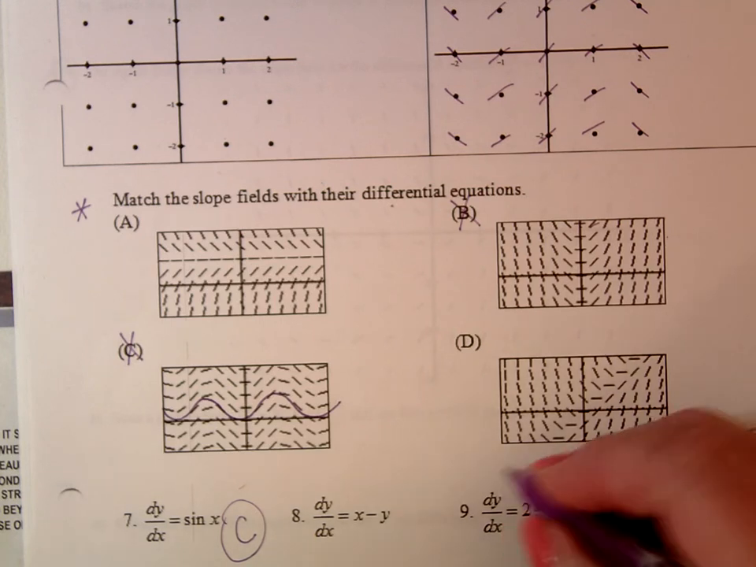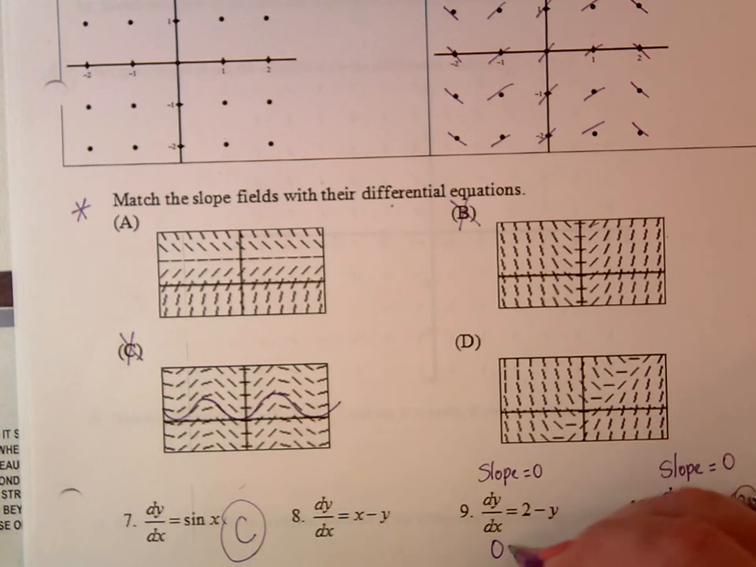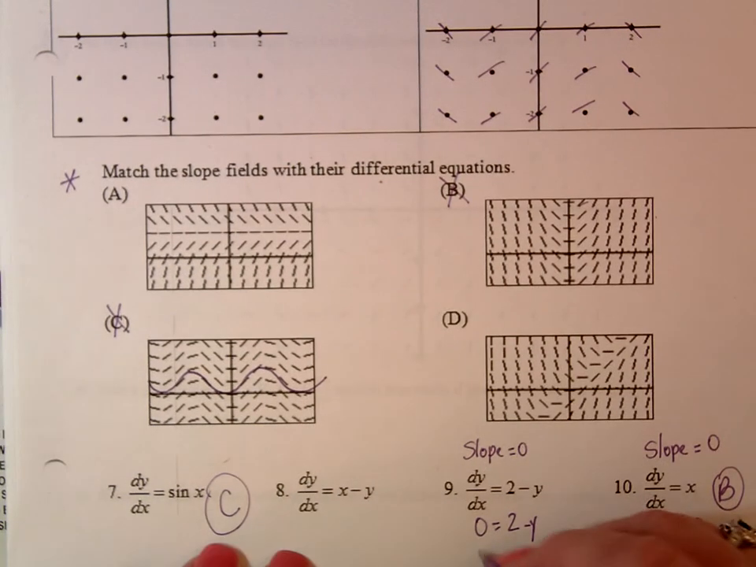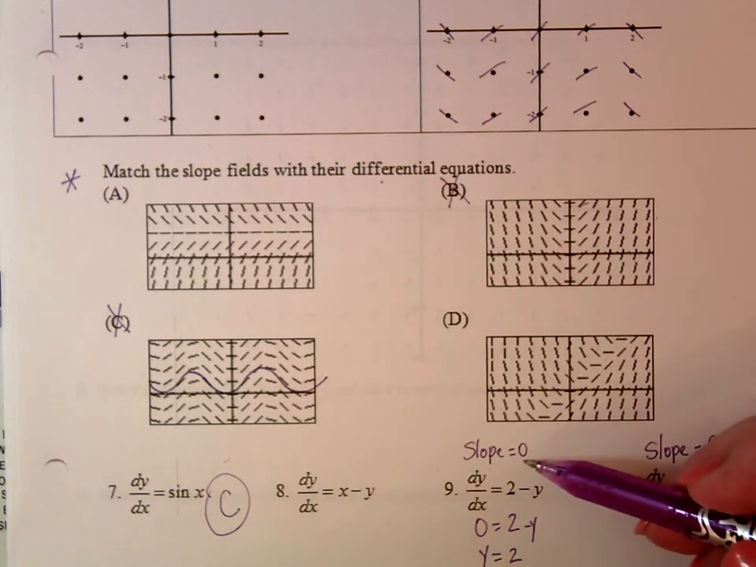When would this slope equal 0? Slope equals 0 when 0 equals 2 minus y. And if I were to solve that, y equals 2. So which one has slopes of 0 when y equals 2?